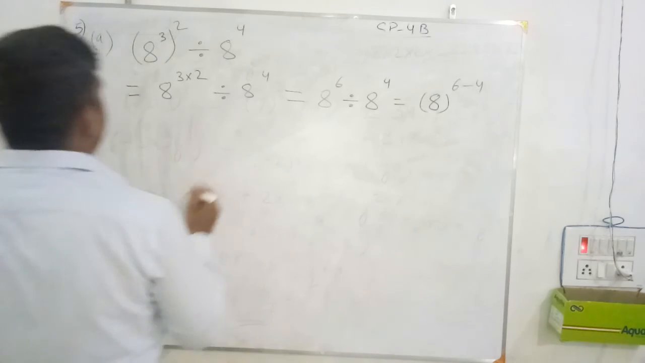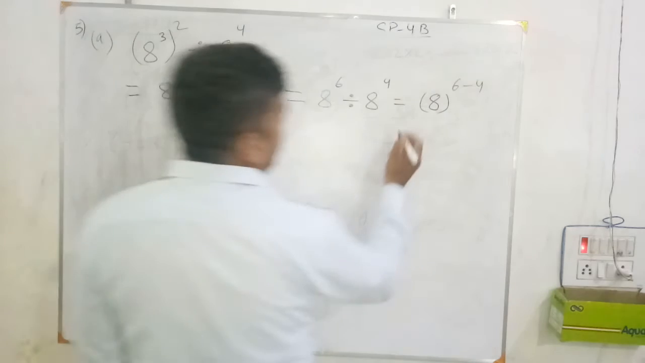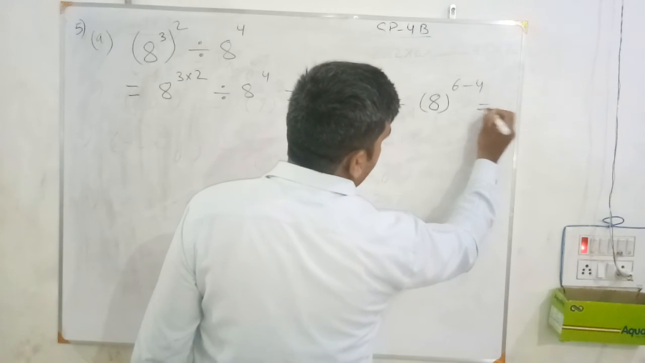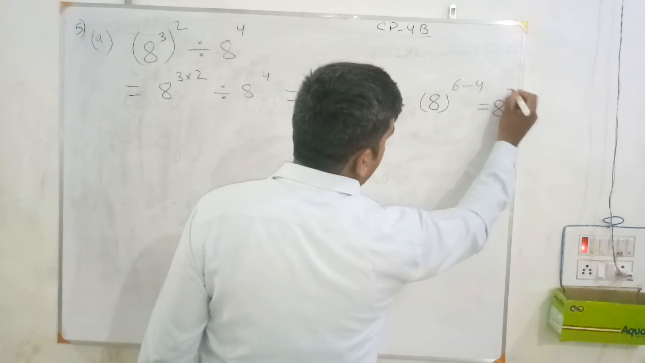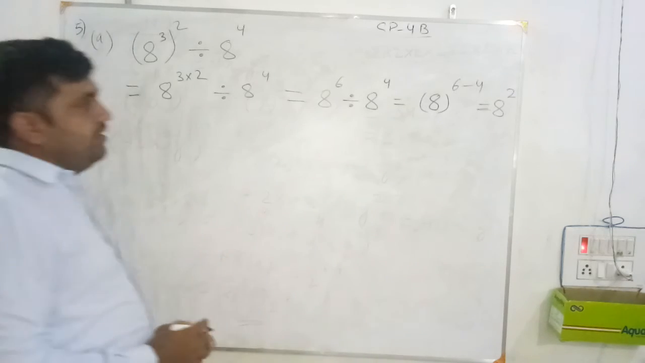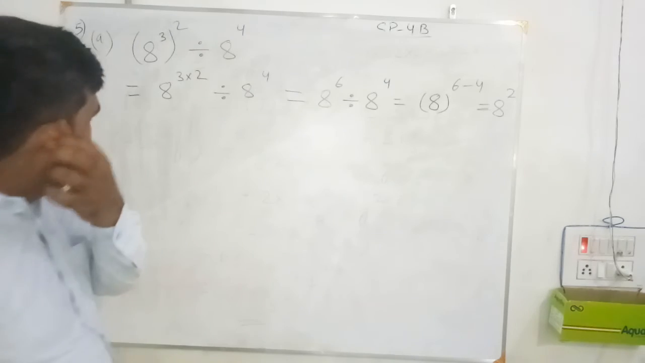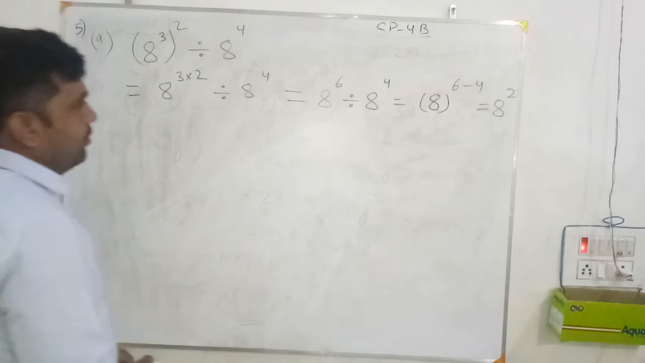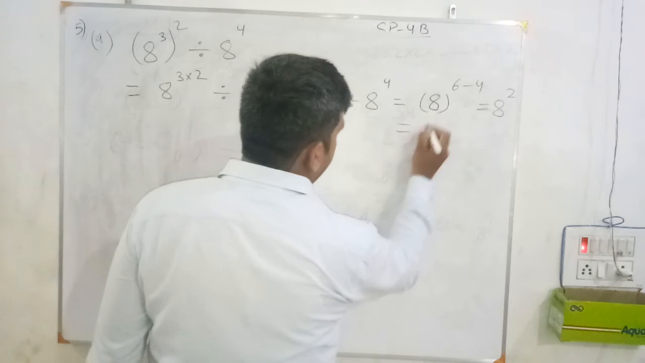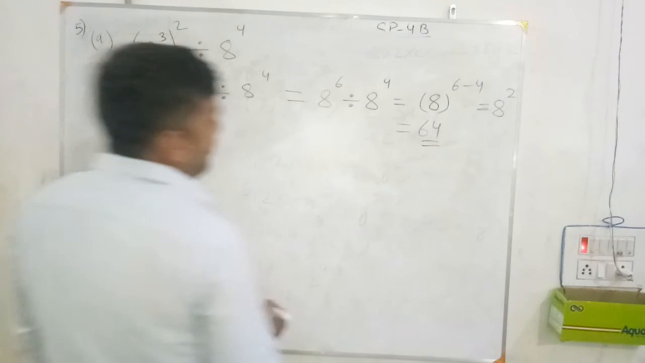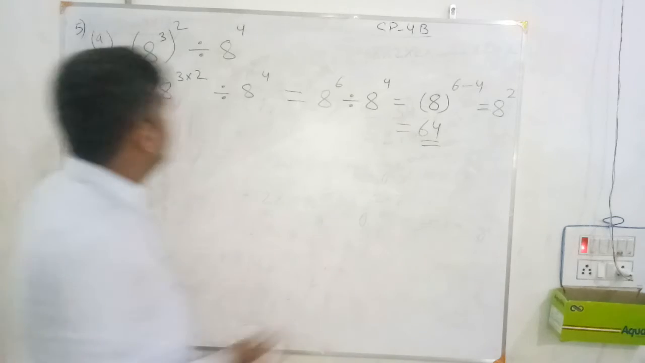So what value are you going to get? You will get the value 8 to the power 6 minus 4, that is 2, 8 square. So that is the simplified value, 8 square, and the value of 8 square is 64. You can write the result 64. Which law? Using the quotient law.